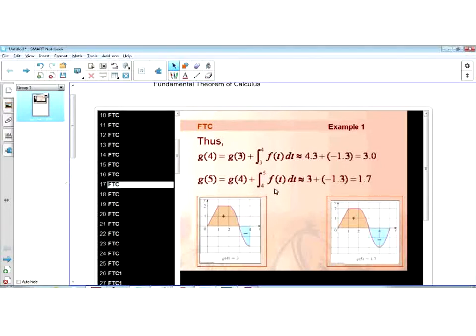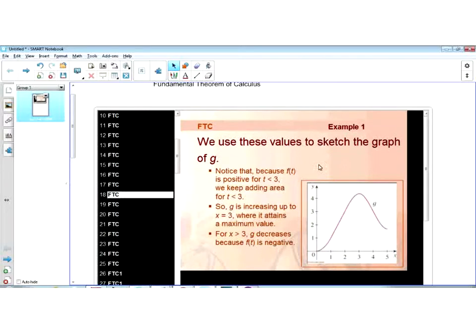And then g of 5 would be g of 4 plus the definite integral from 4 to 5 of f of t dt. And so again, by symmetry, I guess we're playing a symmetry game here. The area from 4 to 5 would be negative 1.3. And so thus g of 5 is 1.7. And we'll take that to be the area under the curve from 0 to 5. Okay, so they use these values to sketch the graph of g.